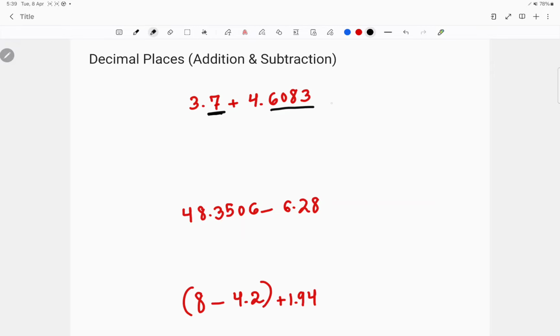So right now, if I do this in the calculator, I will get 8.3083, but we should only put one decimal place. Why? Because we have one decimal place here, here we have 4, we go with the least. For the other one, here I have 4 decimal places, here I have 2, I must only end my answer with 2 decimal places. So right now, if I do the math here, I will get 42.0706. I must only keep 2 decimal places.